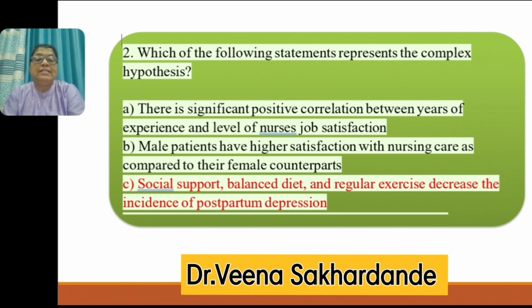So here we can see option C is the correct answer, where there is social support, balanced diet, regular exercise. There are more than two variables, so we can say it is a complex hypothesis. The third one is the correct answer, as the number of variables is more than two, which is called a complex hypothesis.